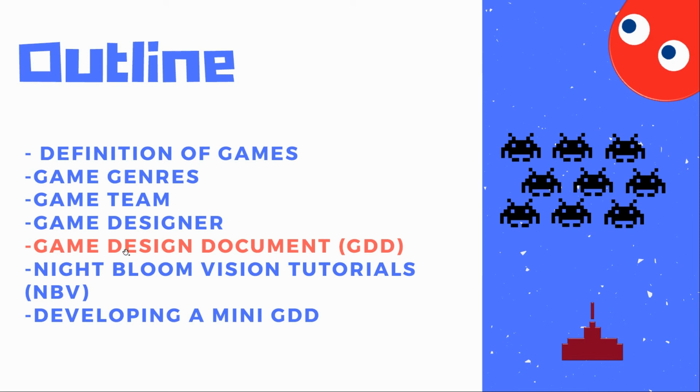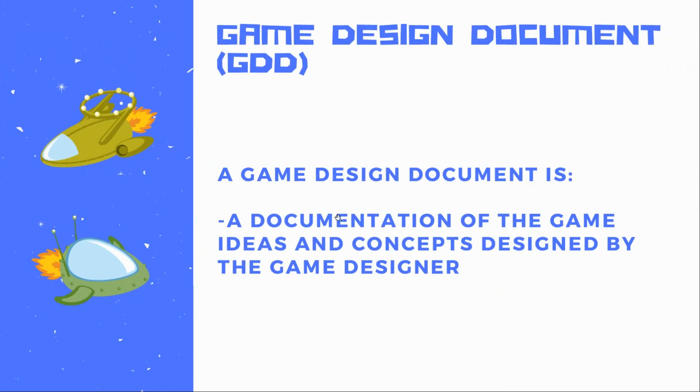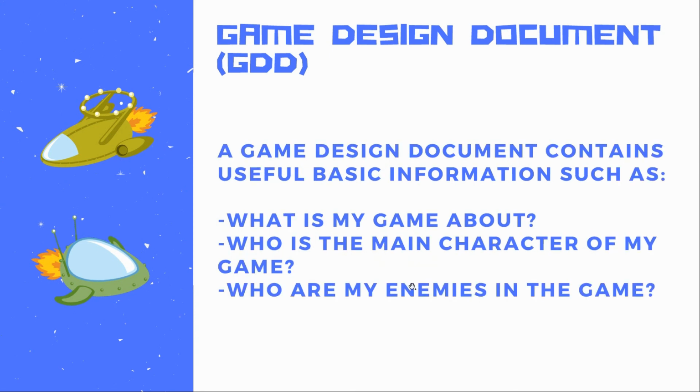We previously saw that a game designer needs to write a game design document. So what exactly is the content of a game design document? A game design document is a documentation of the game ideas and concept designed by the game designer. A game design document contains useful basic information such as: what is my game about? Who is the main character of my game? Who are my enemies in the game?